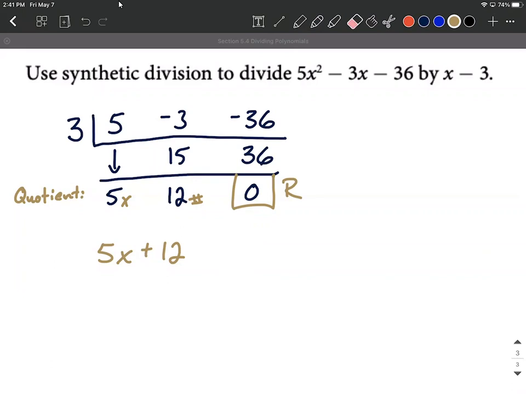All right, I hope this helps out with synthetic division. It's really not that bad, but you've got to get down the process. Make sure you use the right sign on the number that goes out in front. Good luck.